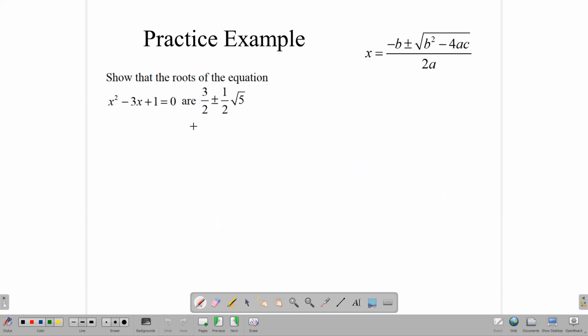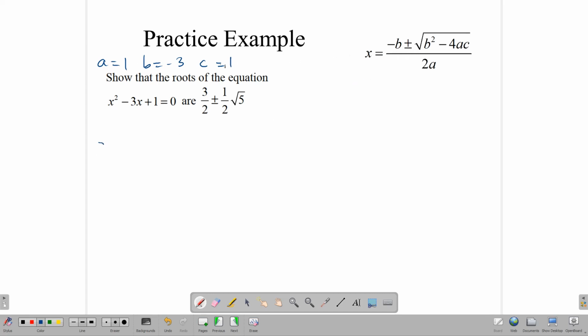Let's look at another one. Here we have the question that says, show that the roots of the equation x squared minus 3x plus 1 are this and this. So remember, first we write down our a, b, and c. A in this case is equal to 1, b is equal to minus 3, and c is equal to 1. And so all we're going to be doing is taking these three values and substituting them into this, and we're good to go.